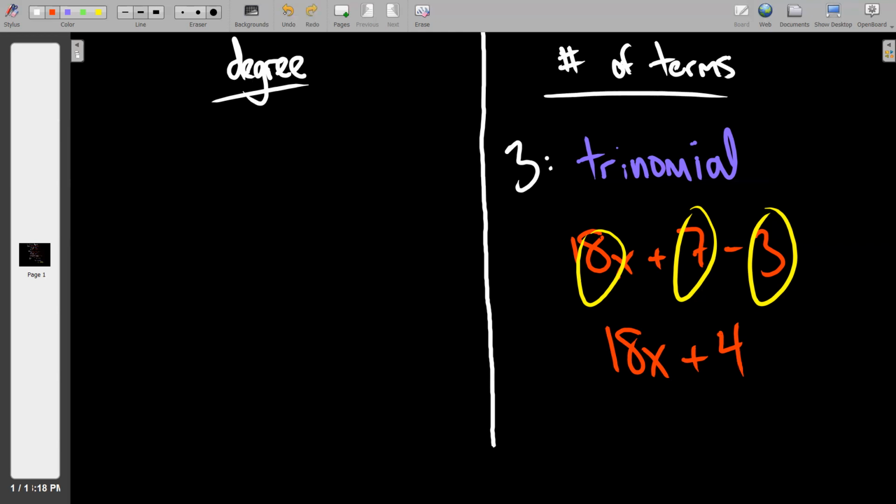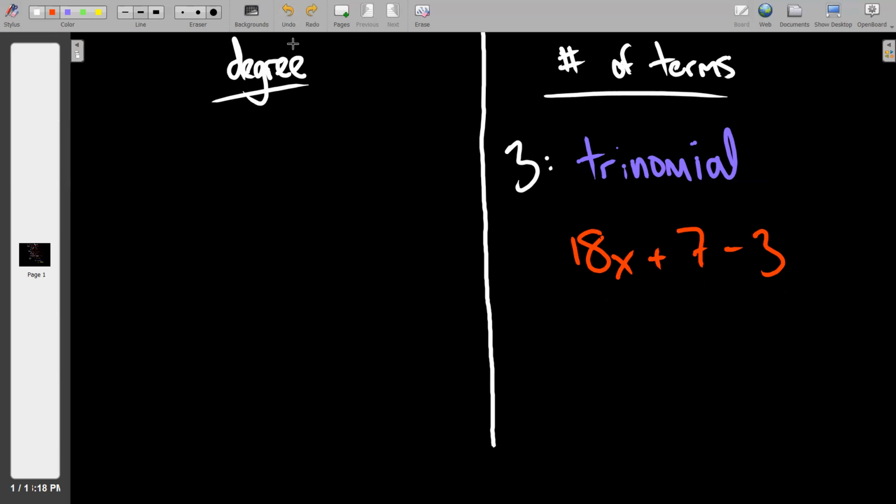Now, if I wanted to take Tuff's answer and modify it to actually make it a proper trinomial, you ready for this? I could just go, done. Because now the 7 and the 3 can't go together. It is a proper trinomial.